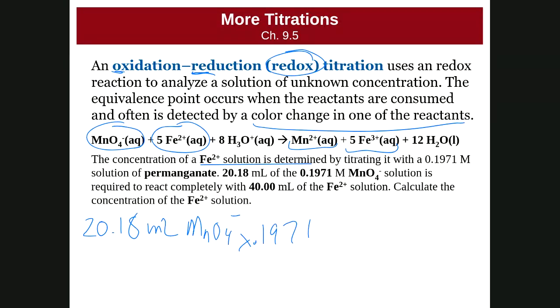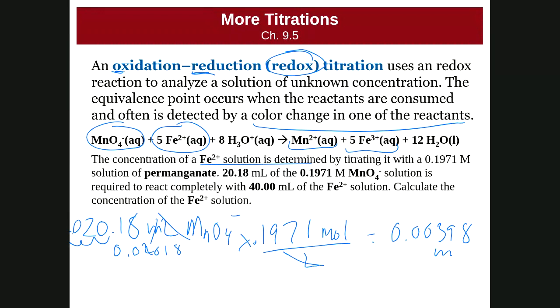0.1971 moles per liter. I'm going to move my decimal point over so I can cancel out milli in our milliliters. And then our liters cancel out, and we have 0.02018, because I kind of went off the screen there. So that means that we have 0.00398 moles of permanganate in our reaction. So you can see from our reaction that it's a 1 to 5.